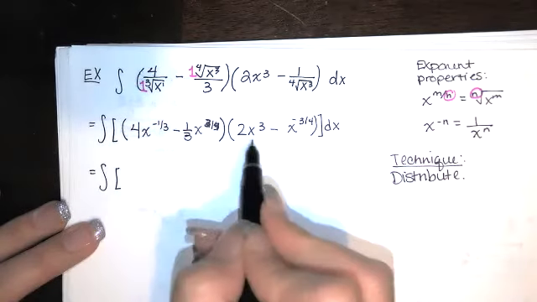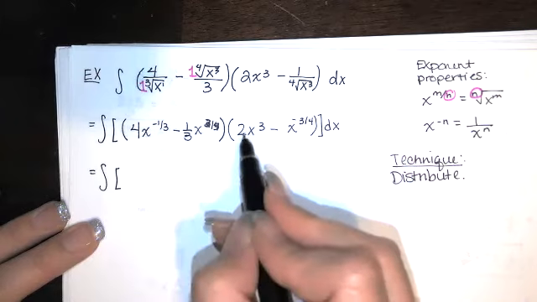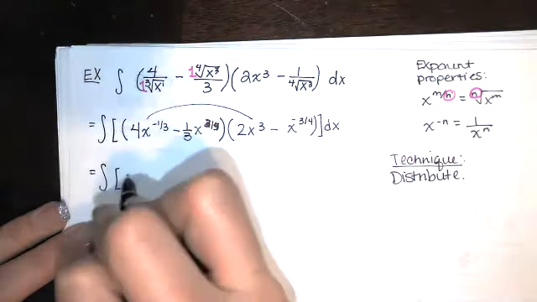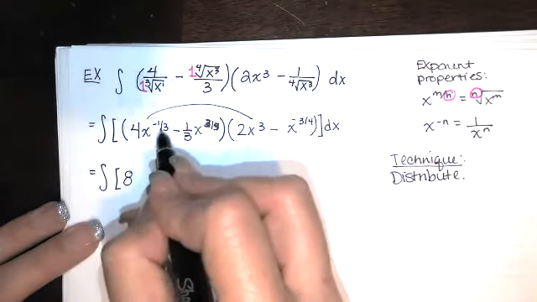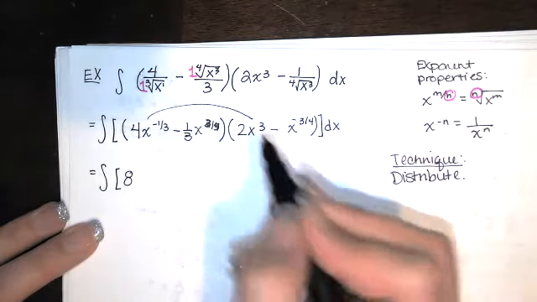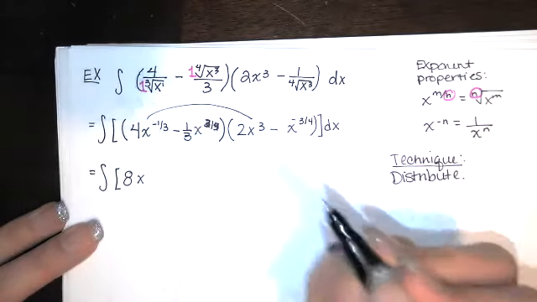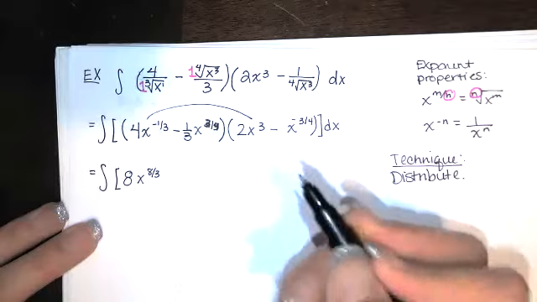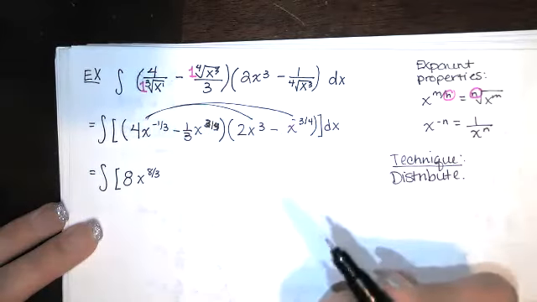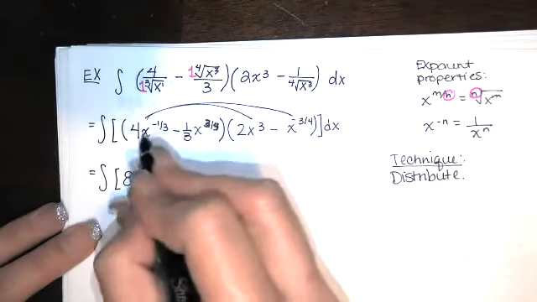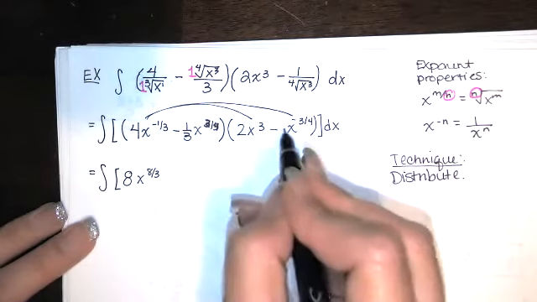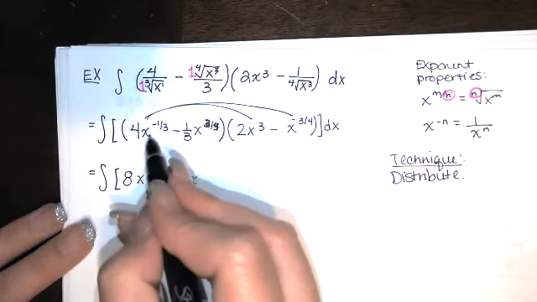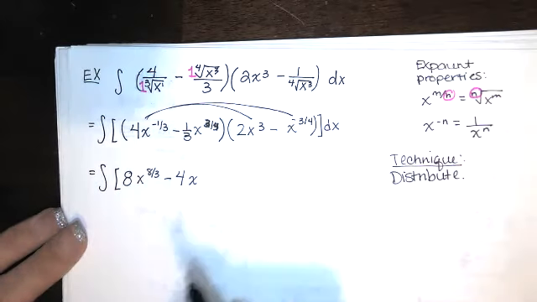So I've got 4 times x to the negative 1/3 times 2x cubed. So multiply the coefficients, you get 8. X to the negative 1/3 times x cubed, that's x to the 3 minus 1/3, so that's 9/3 minus 1/3 is 8/3. That's first times first. Outer times outer. Multiply the coefficients first. That's 4 times a negative 1, so negative 4. And then I've got x to the negative 1/3 minus 4/3.